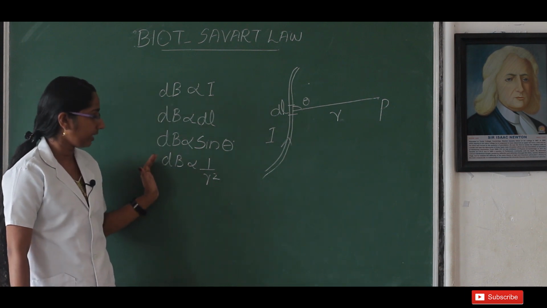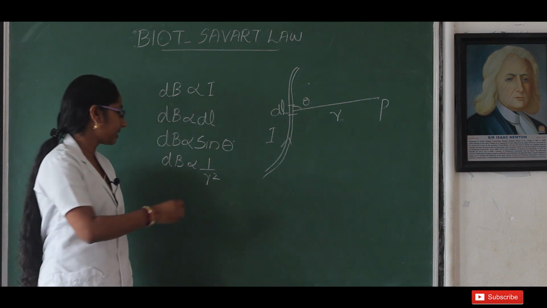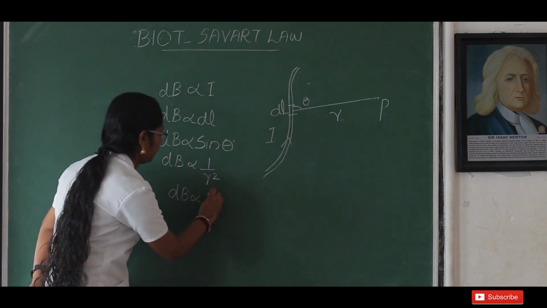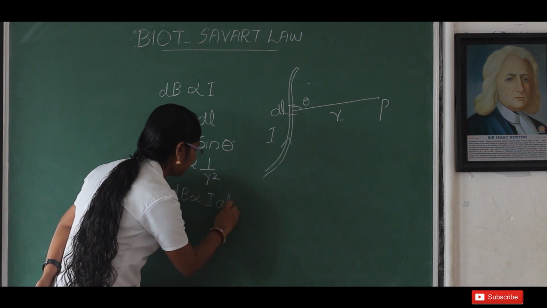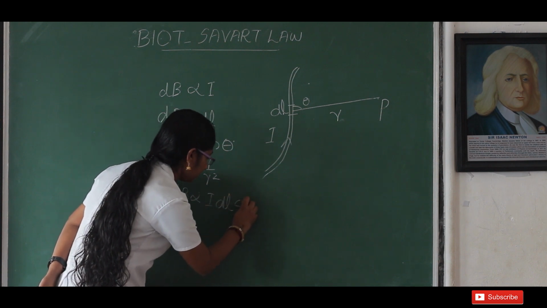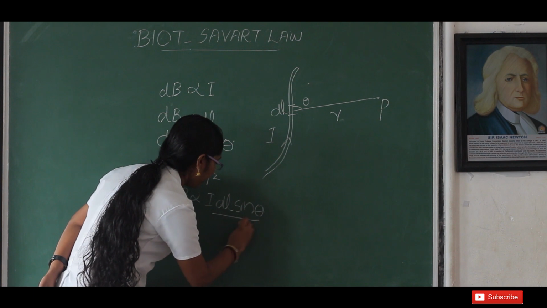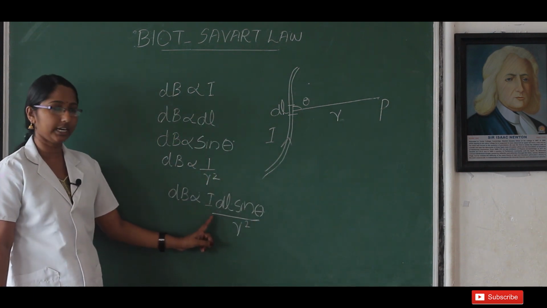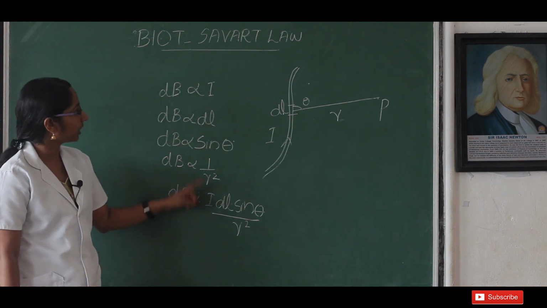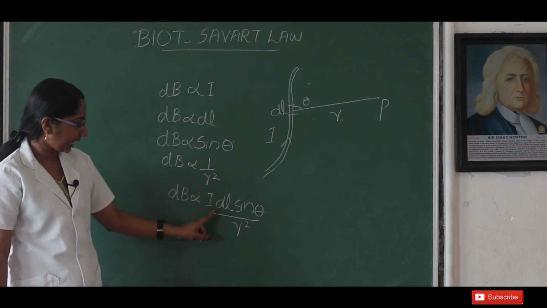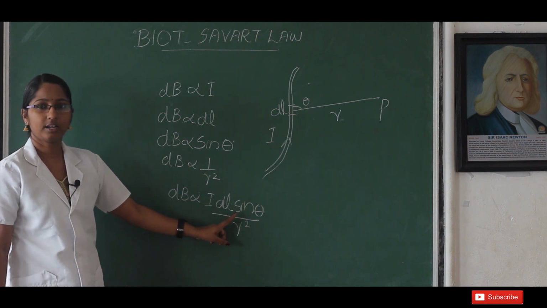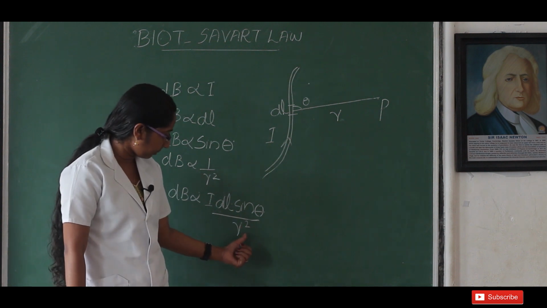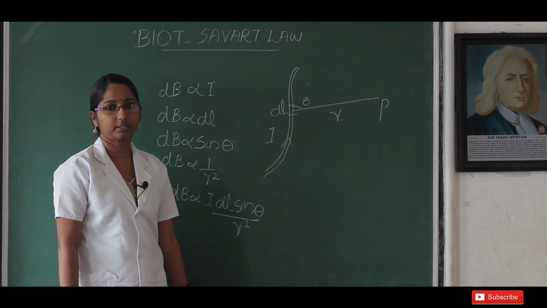Now, we can combine all this and write dB proportional to I dl sine theta by r square. So, from here also we can understand dB is proportional to current I, directly proportional to dl, directly proportional to sine theta, and inversely proportional to this r square.